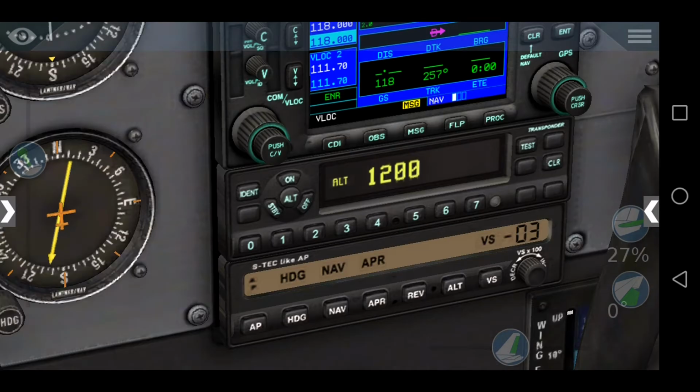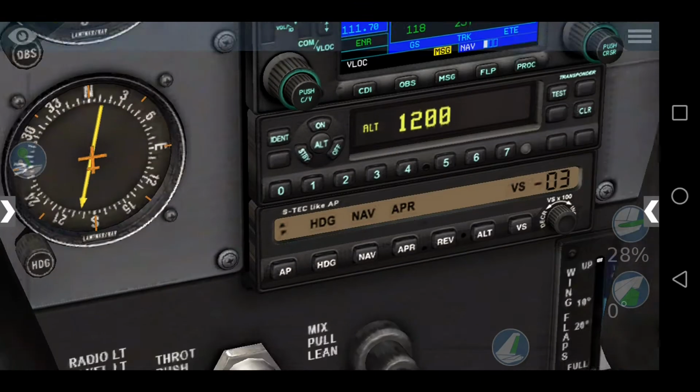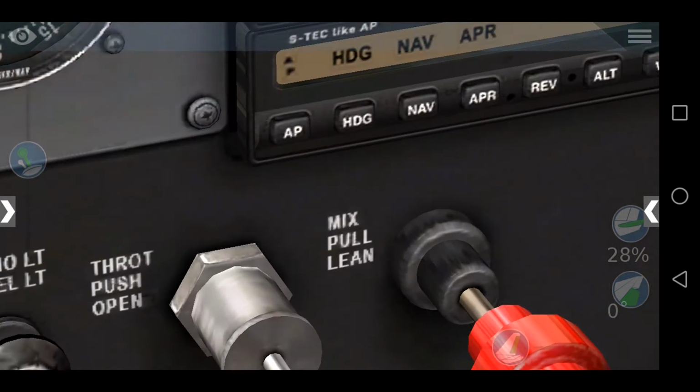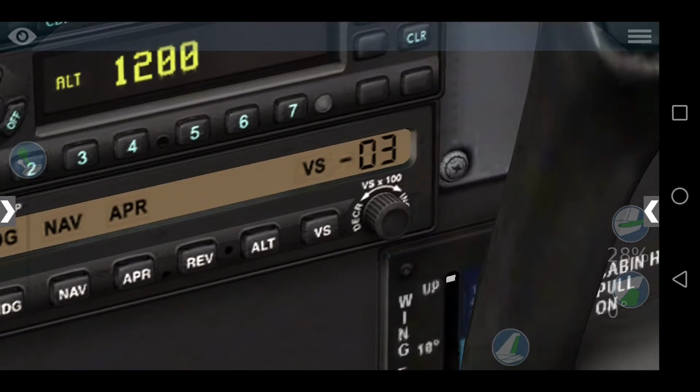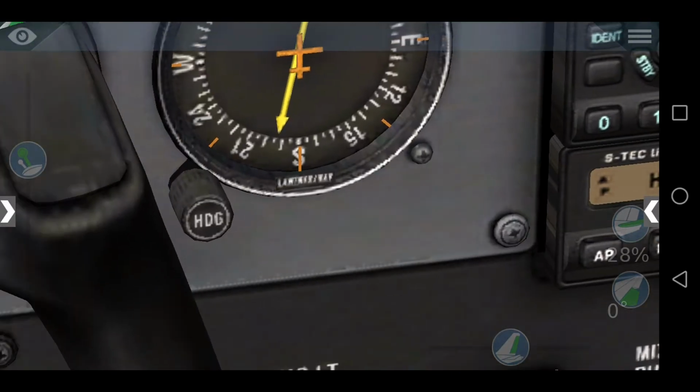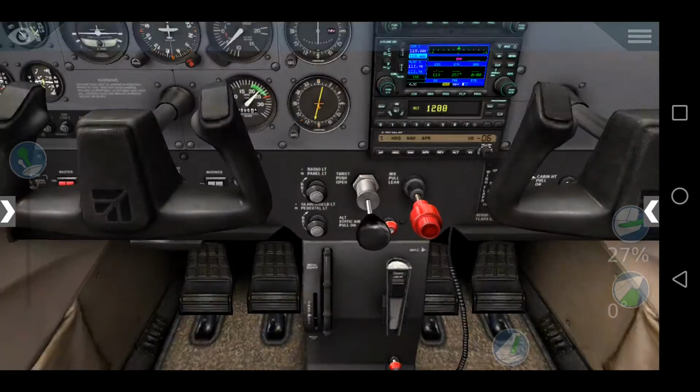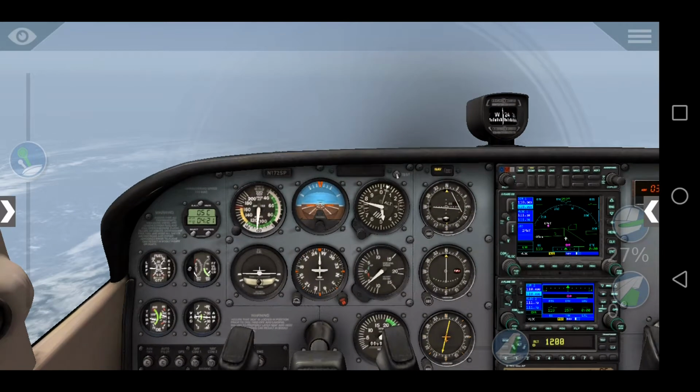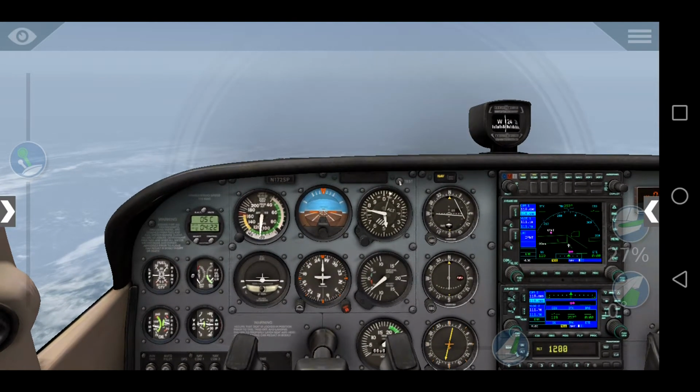Now, forgive me, at this moment I'm going to try and increase my rate of descent. I'm going to come to 600 feet per minute. Point is though, I started my approach from a very high altitude.